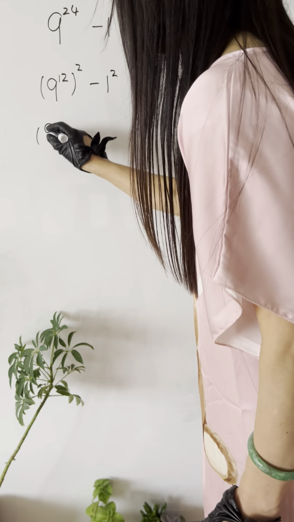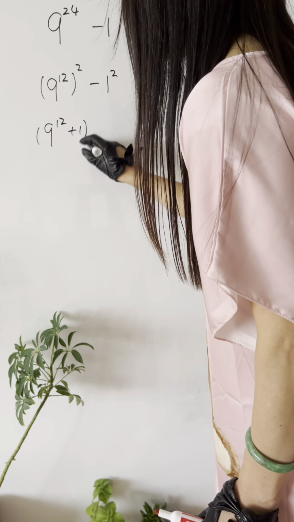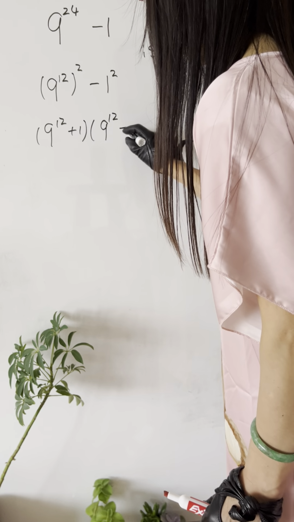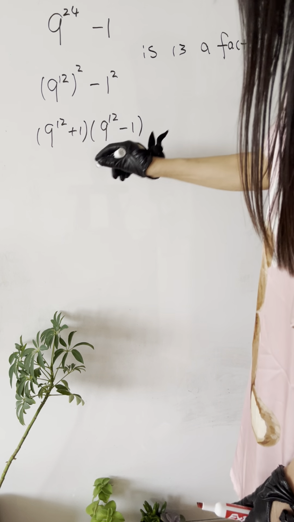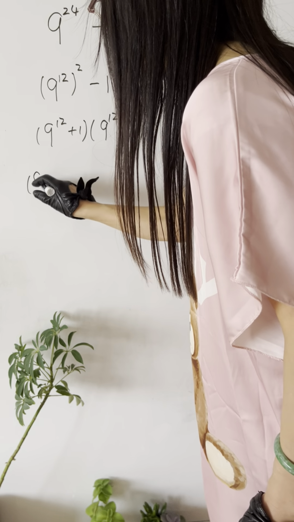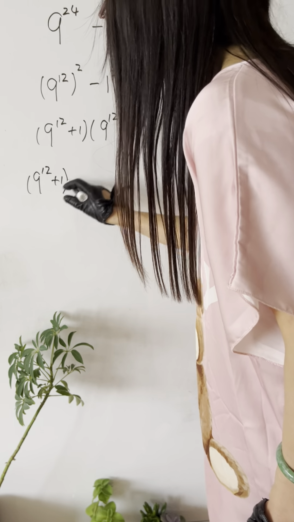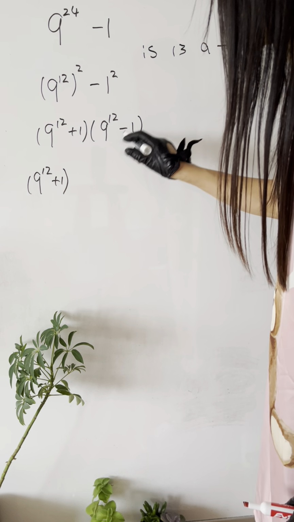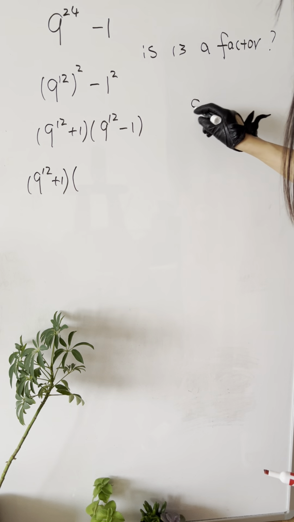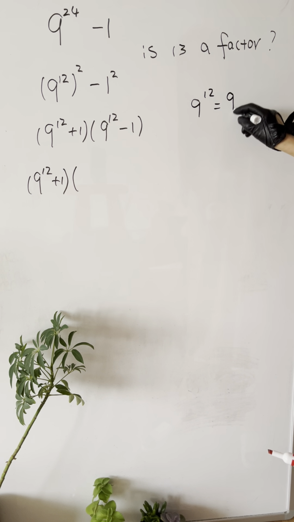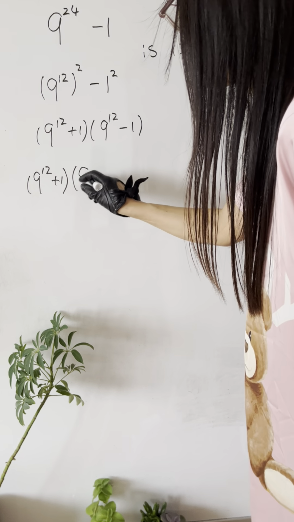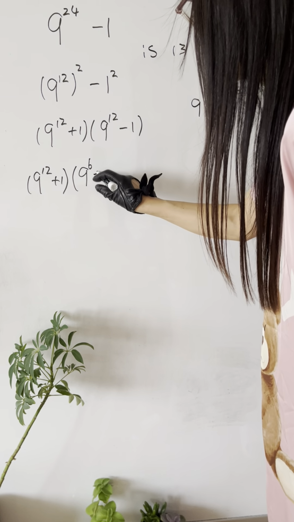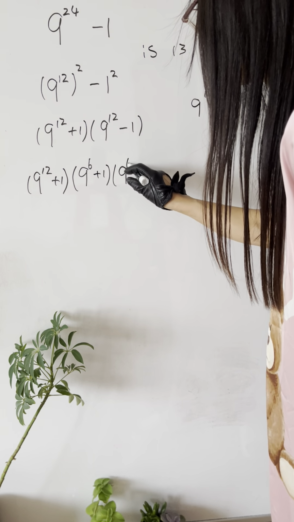So that can be factored as 9 raised to 12 plus 1, and 9 raised to 12 minus 1. So we see this one is difference of 2 squares again. So just keep writing this one, 9 raised to 12 plus 1. We use difference of 2 squares for this, right? 9 raised to 12 is 9 raised to 6, squared. So we factor this as 9 raised to 6 plus 1 times 9 raised to 6 minus 1.